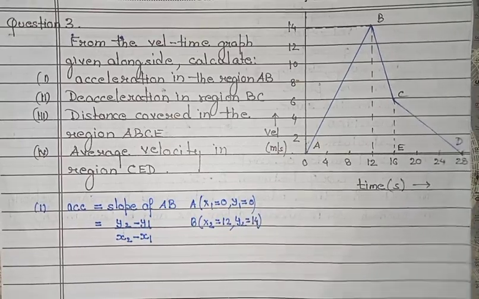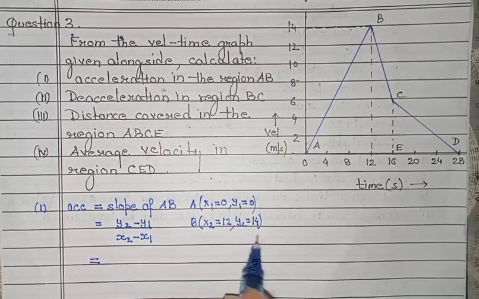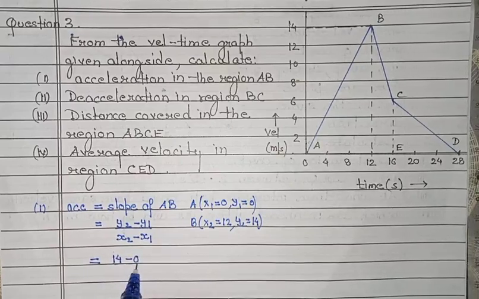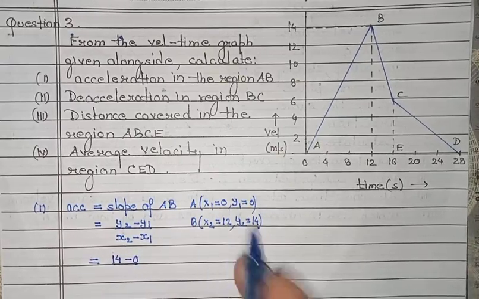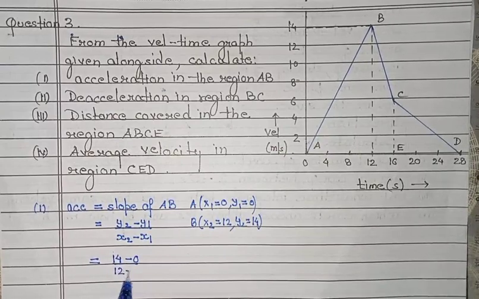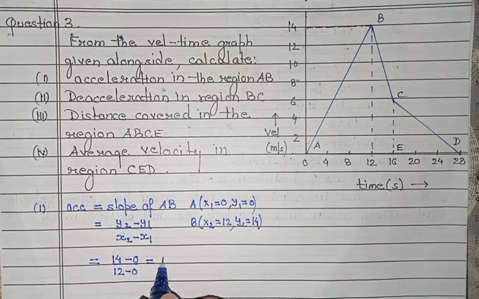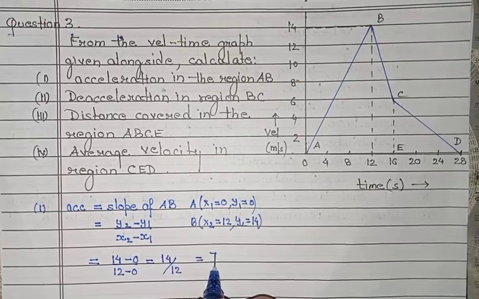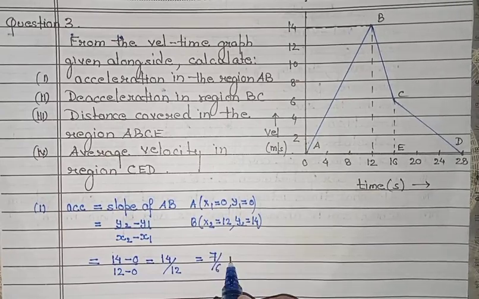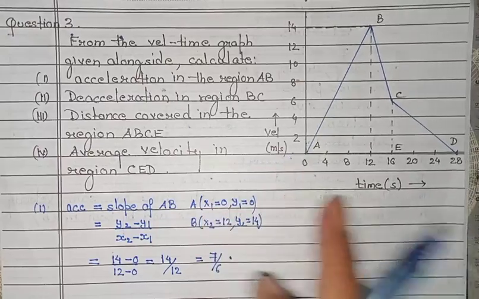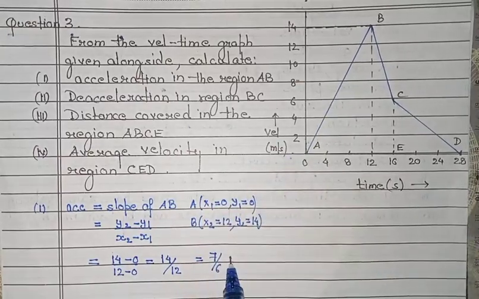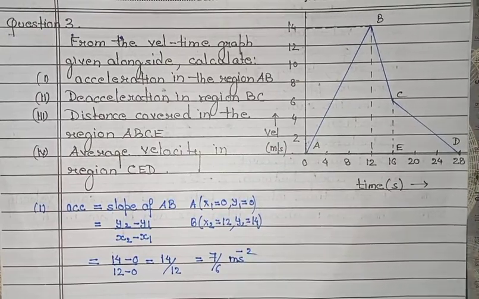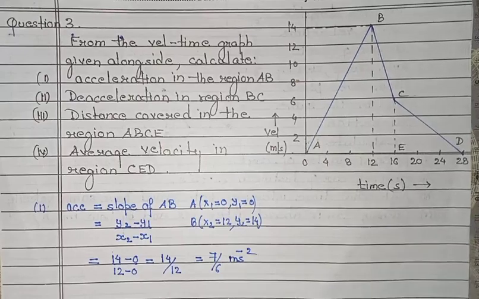Now substituting these values here, y2 minus y1, so you will be getting 14 minus 0 upon x2 minus x1, so 12 minus 0. So that will give you 14 upon 12, that makes it 7 upon 6, and the unit, according to the unit of velocity and time, will be meter per second square. So we have got the acceleration in the region AB.